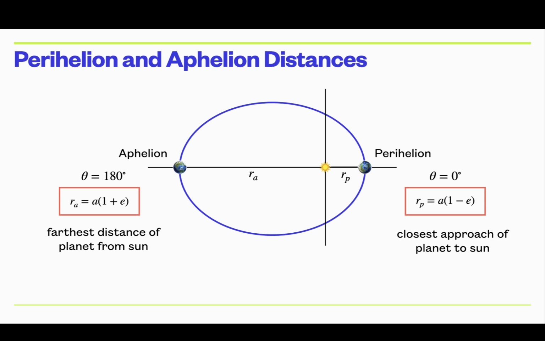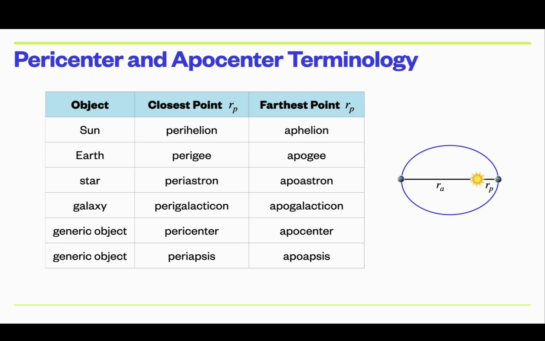Here they're both labeled correctly: the aphelion point and the perihelion point. If you think about things orbiting other objects, not the sun, then you get different names. Astronomers have too much notation. The perihelion point is the closest you can get to the sun. If you have a satellite or the moon orbiting the Earth, it's called perigee. If it's orbiting a star, you'd call it periastron. For a galaxy, perigalacticon. If it's just some random object, you could call it the pericenter or the periapsis. Anyway, there are way too many terms for this.